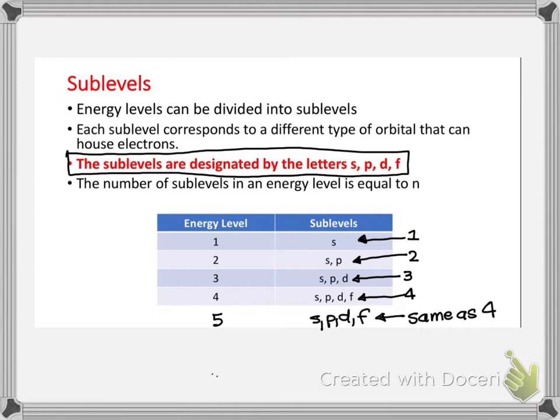Okay, so the energy level tells us how far. The sublevels are a part of the energy level, and they're going to contain the orbitals. That's where the electrons are. I know it's kind of crazy, but it's all math. These are solutions to mathematical problems.